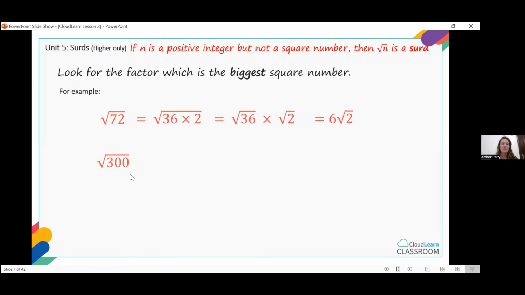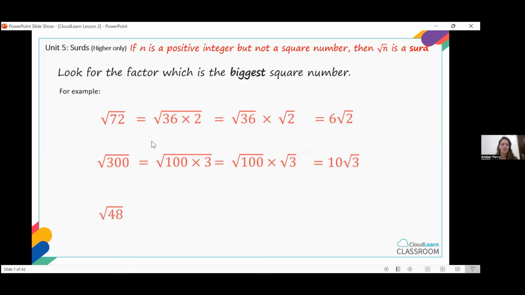So here we go again. We've got another quite big number here. We need lots of square number factors in there. So we need to think about the biggest number that is a square number and a factor. Really important square numbers for this spec, isn't it? So the biggest square number factor is the number 100. Okay, so 100 times 3, and the square root of 100 is 10. And the square root of 3, well, that's a surd, so that's 10 root 3.